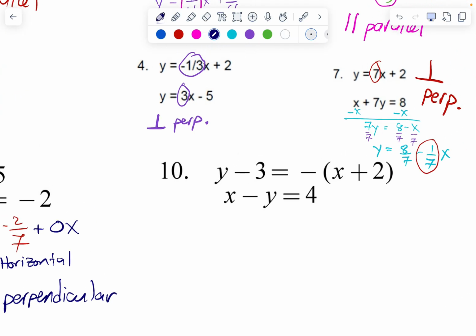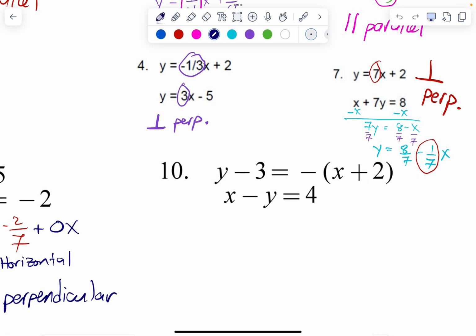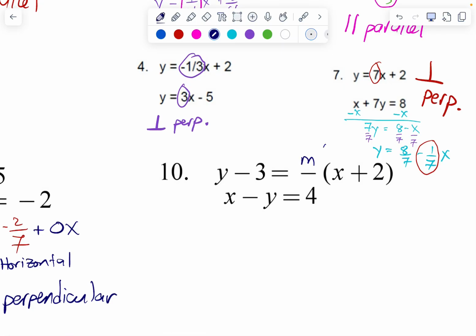All right, next one. What form is this first one in? The y minus 3. Point slope. That is point slope form. Do we know the slope? Oh, yes, we do. What is it, Luis? We know this is m times x minus x1. That's the slope. What does just a plain old negative sign mean? -1, okay? So the slope is -1.